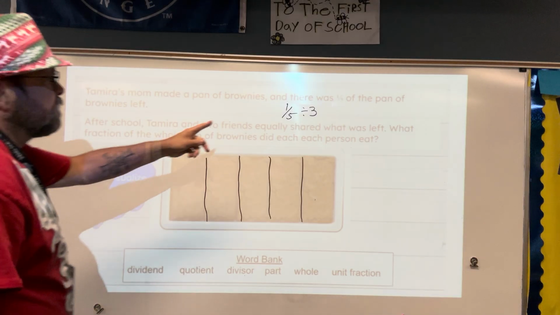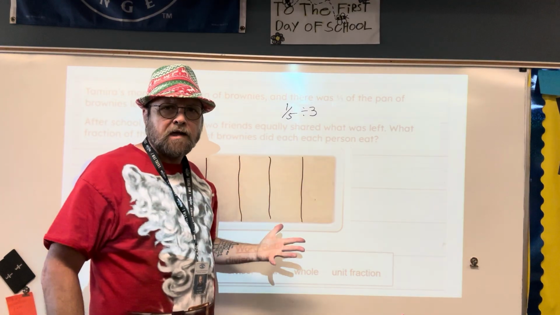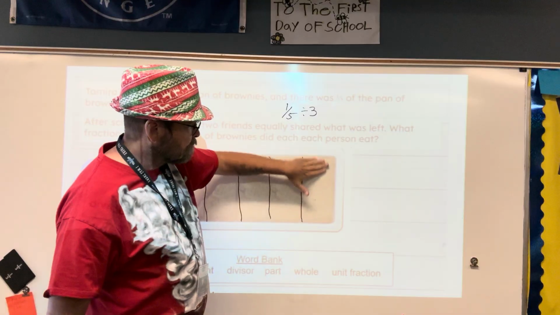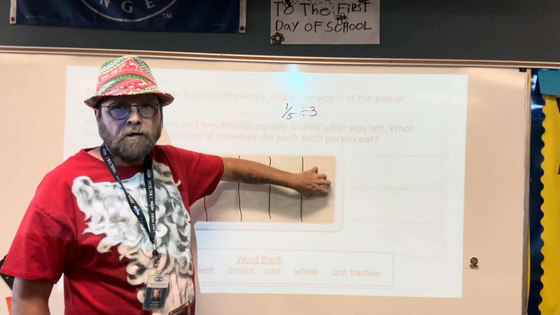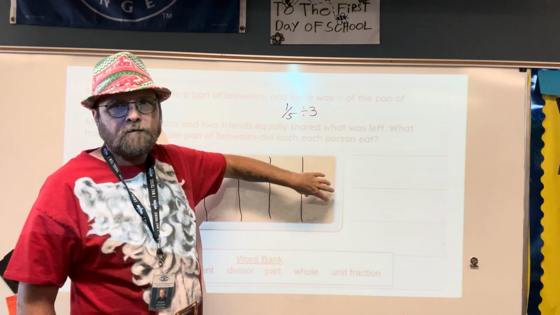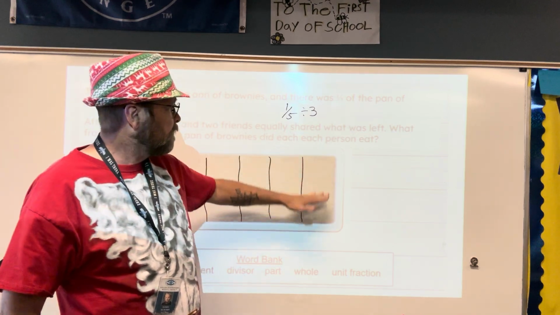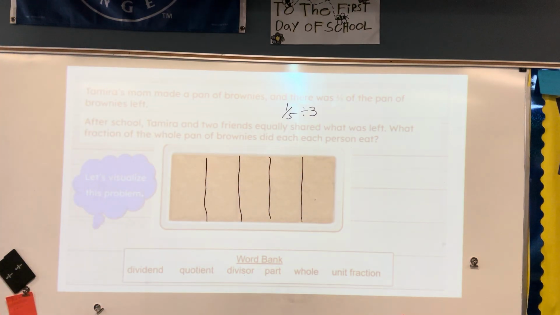So is each of these people going to get less than or more than 1/5? Well, we're starting with 1/5. This is all gone. We're starting with 1/5. So they're going to get less than 1/5 of the pan of brownies. Less than 1/5.